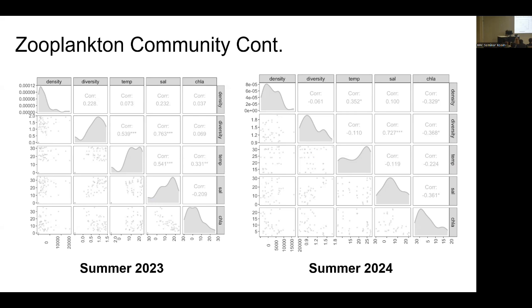And then generally, you also see in 2024 an inverse relationship between chlorophyll A and density, which is interesting to know. It's weak, but it is significant. And it is possible that this is because of lag between chlorophyll A and zooplankton density, or due to species being advected into the bay at the mouth that are more coastal. So just general notes there.